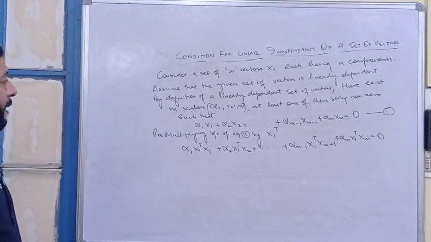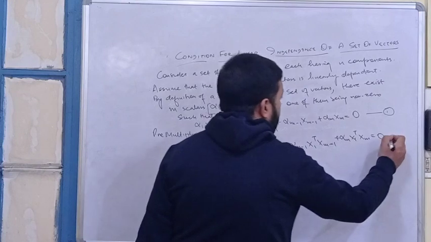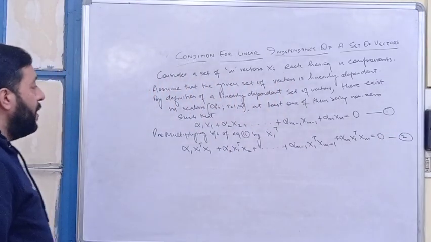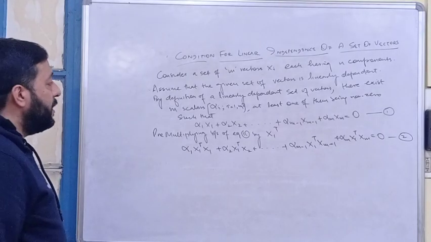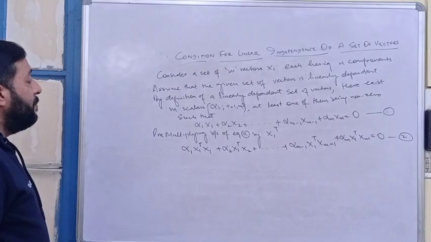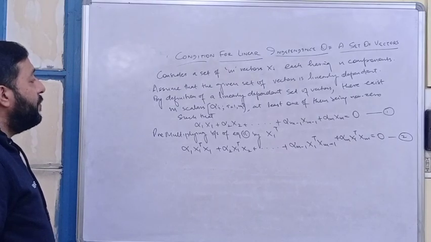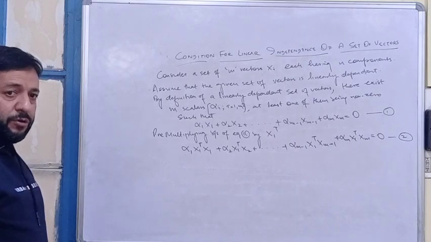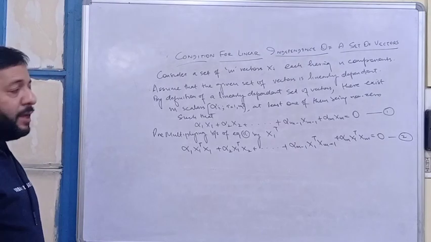सही है? I call this as equation 2. पहले इक्वेशन को मैंने प्री मल्टीप्लाई किया बोथ साइड से बाय x1 ट्रांसपोज. अब मैं क्या करता हूँ कि I pre multiply equation 1 on both sides by x2 transpose and go on doing it up to xm transpose. I'll get m equations.